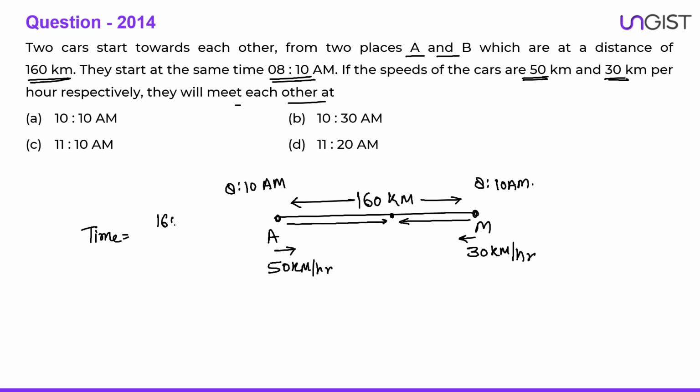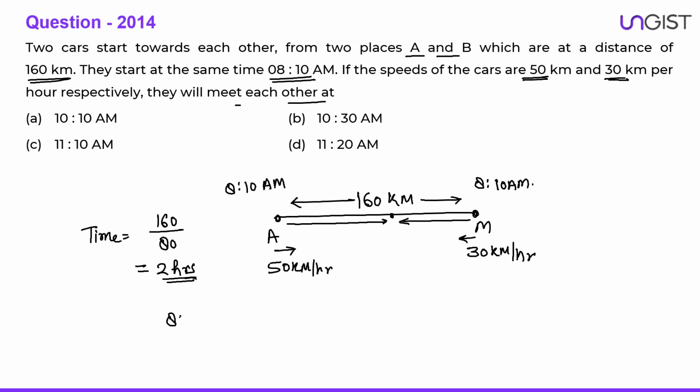So the total traveled distance by both the vehicles is 160 km, and the relative speed is 50 plus 30, because they are traveling in opposite directions. Fine. So 50 plus 30 is what? 80. Right. So this is actually 2 hours. So after 2 hours, they will be meeting, right?